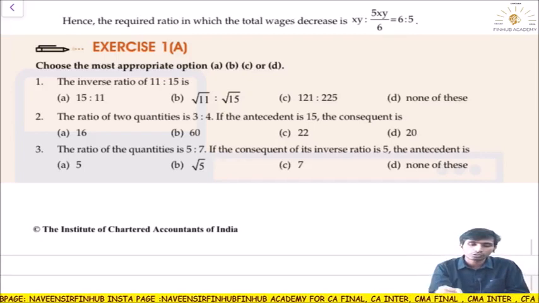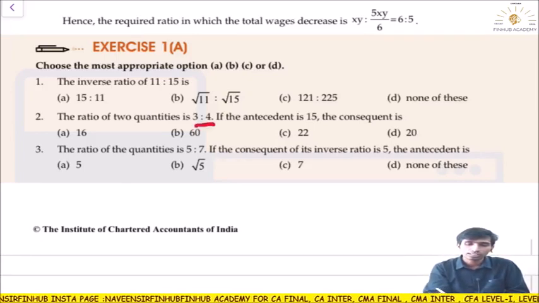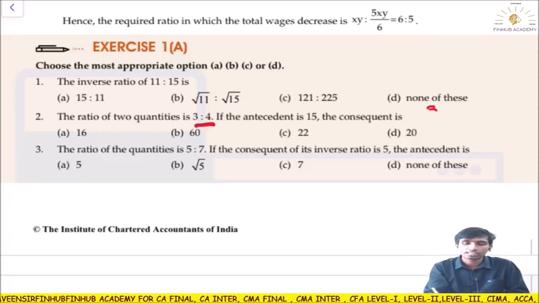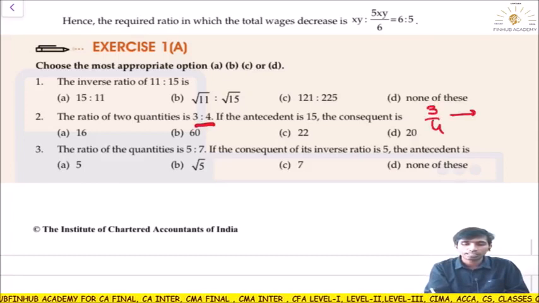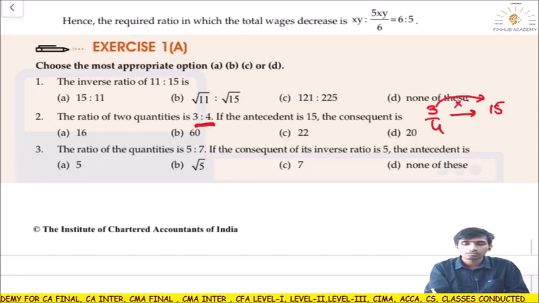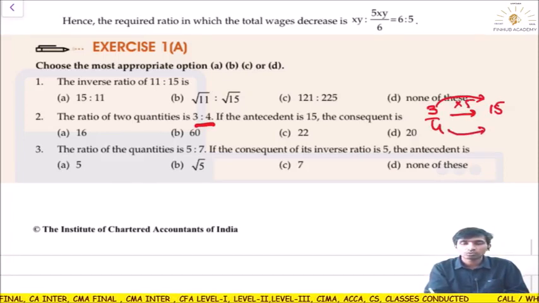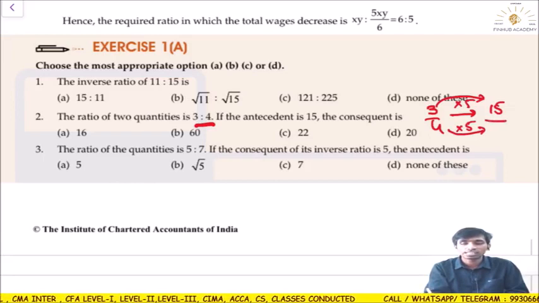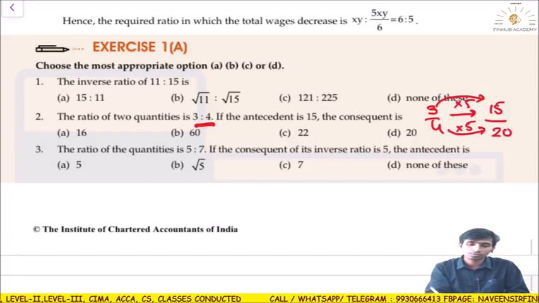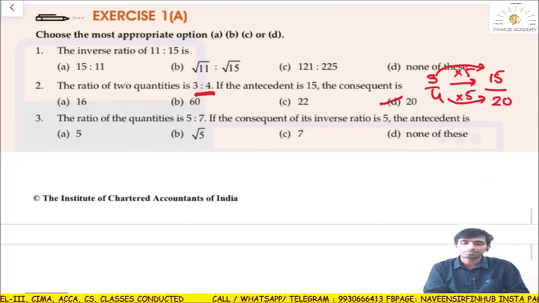Next. If the two quantities are in the ratio 3 is to 4, and the antecedent is 15, the consequent is? Antecedent means numerator, 3 by 4. If I want to make this 15, I should multiply with 5. So this should also be multiplied by 5 to keep the ratio the same. 4 fives are 20. So the consequent will be 20. Easy.